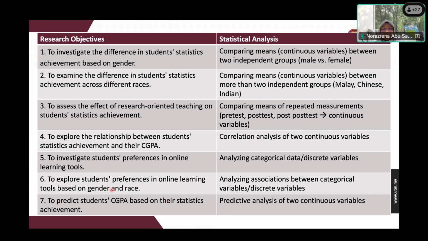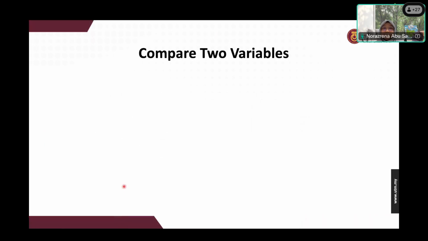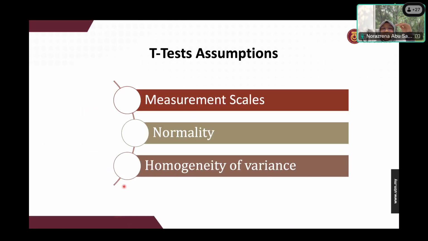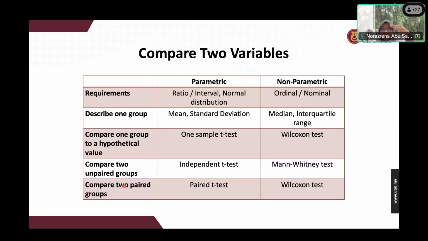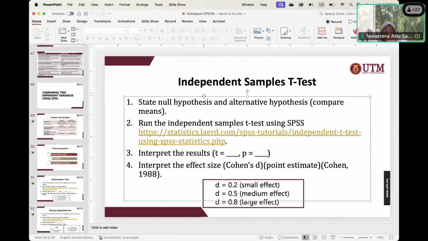whether, for example, if I get the CGPA value, I can predict the achievement. For prediction, this one is regression. So that's how. So you can refer to all to compare. For example, there is the parametric test and non-parametric test. How to do that? You can refer to my guidelines here. You can refer to all my guidelines. All guidelines are available in that PDF.